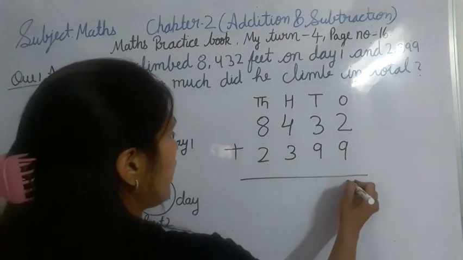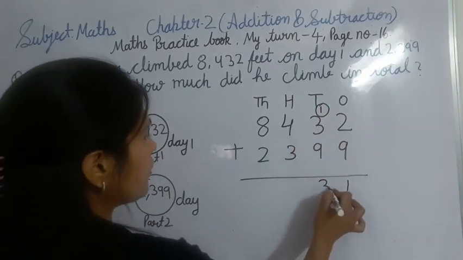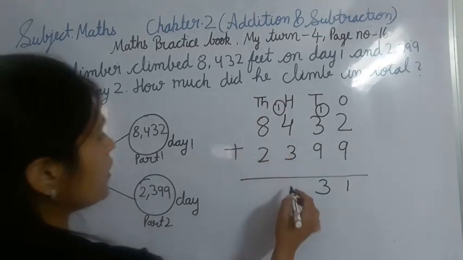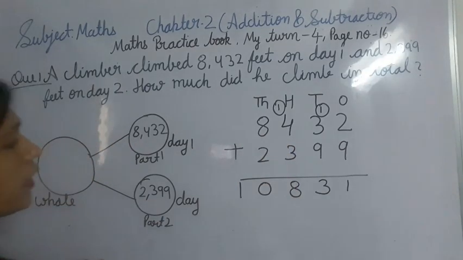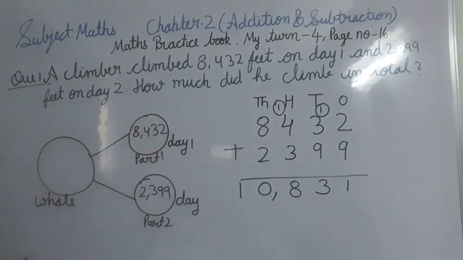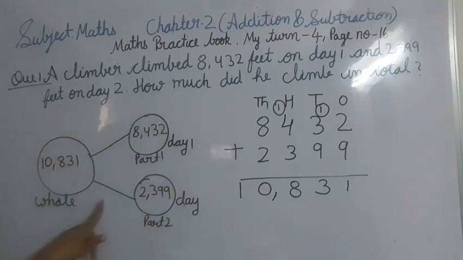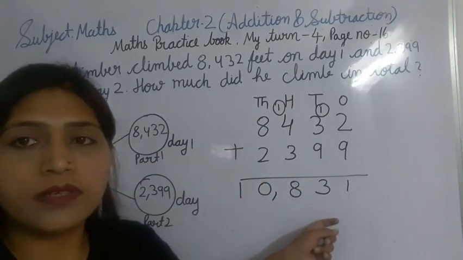9 and 2 makes 11. 1 will go for carry forward. 9 and 1 makes 10, and 3, 13. 1 will go carry forward. 4 and 1 makes 5, and 3, 8. And 8 and 2 makes 10. Yes. So 10,831 is the total climbing. So here we'll write 10,831. Clear? This is clear? So this is a number bond. This type of number bond we will draw. And this addition part also you have to solve in the notebook.